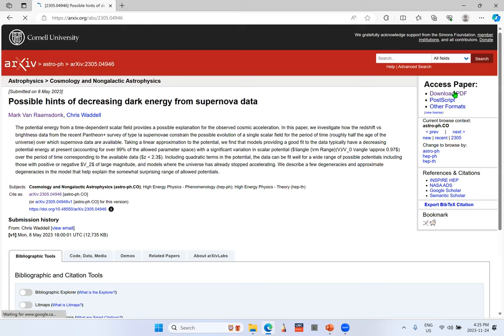We wanted to be really modest about the title. I thought it would get rejected if we were too strong. So: possible hints of decreasing dark energy from supernova data.